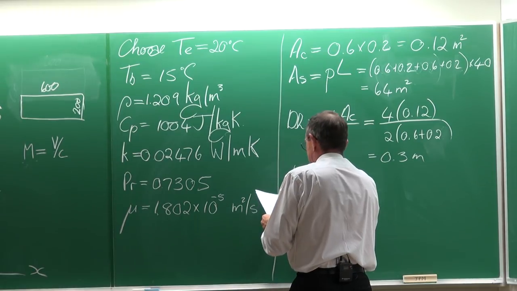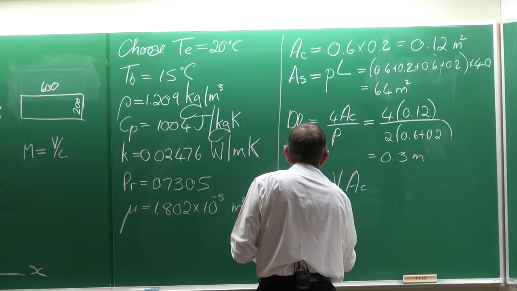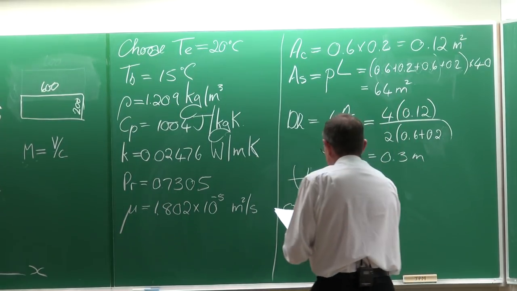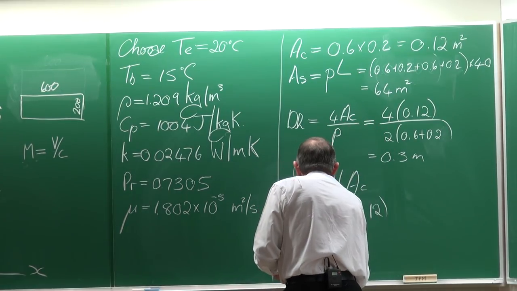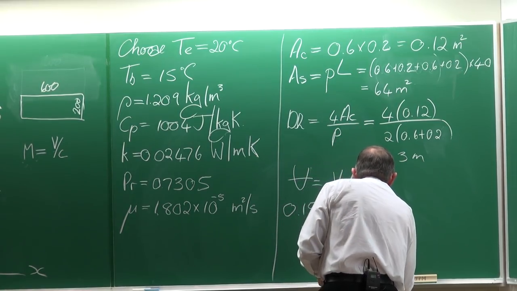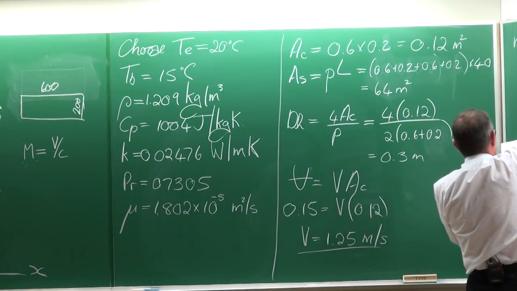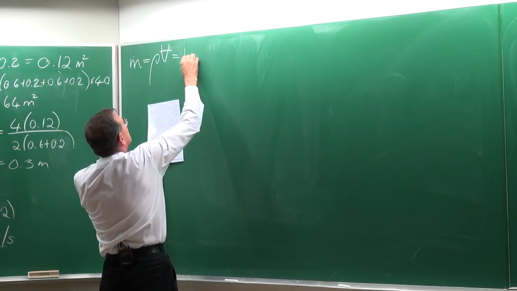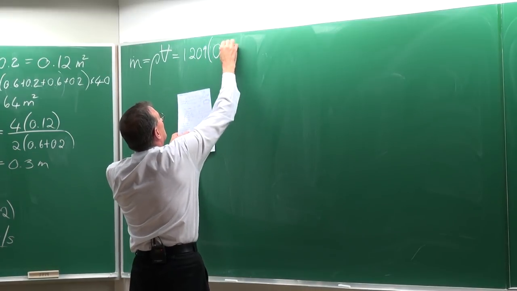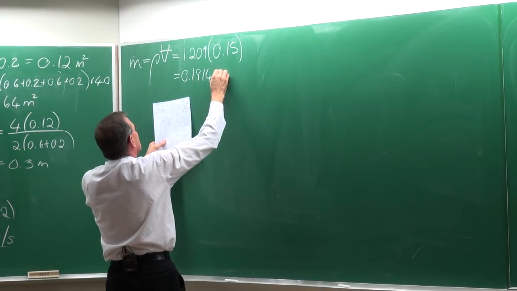The volume flow rate has been given, and that is equal to the velocity multiplied by the cross-sectional area. The volume flow rate has been given as 0.15 cubic meters per second. It's equal to the velocity times the cross-sectional area of 0.12. That would give us a velocity of 1.25 meters per second, a very typical velocity we will get in an air conditioning duct. Now that we've got the velocity, we can determine the mass flow rate. That would be the density multiplied by the volume flow rate. The density is equal to 1.209 multiplied by 0.15, and that is equal to 0.1814 kilograms per second.